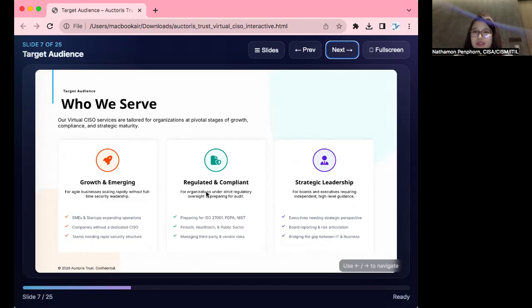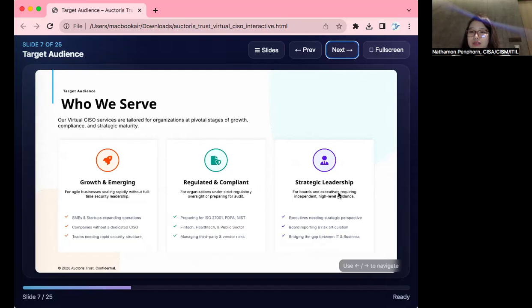The second one is regulated and compliant. This is for organizations under very strict regulation, which have to send data, communicate, or work with other companies, mid-tier or even top-tier ones. They need to be certified ISO 27001 beforehand, something like that. So we have this kind of organization as well. The regulated organizations are like fintech, healthcare, or the public sector.